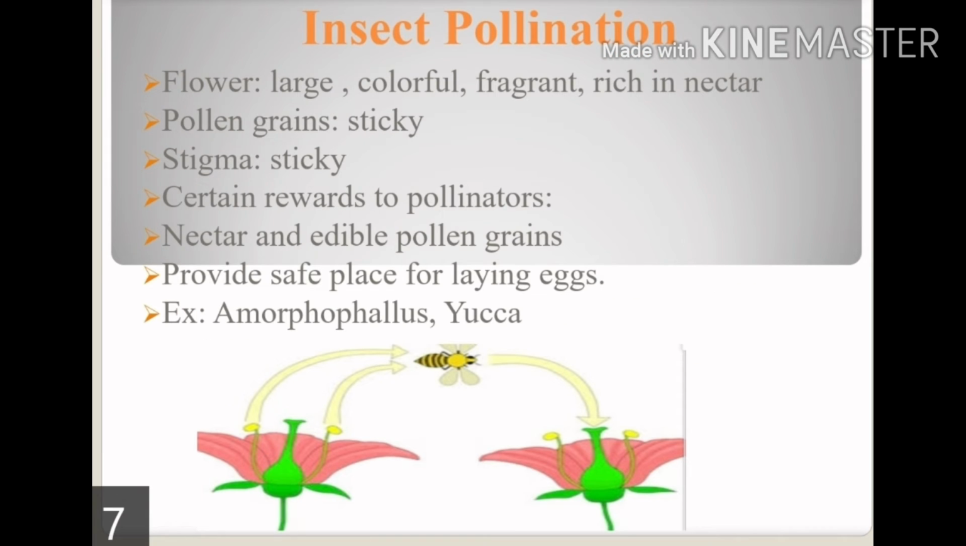Our next type of pollination is insect pollination. Under this, the flower will be large, colorful, fragrant, rich in nectar. Because if the flower is very colorful, then the insects will automatically be attracted to the flower. Pollen grains will be quite sticky and the stigma also will be sticky, and the rewards for pollinators will be nectar and edible pollen grains, and a safe place for laying eggs. Examples can be Amorphophallus and yucca. Both are examples of insect pollination.